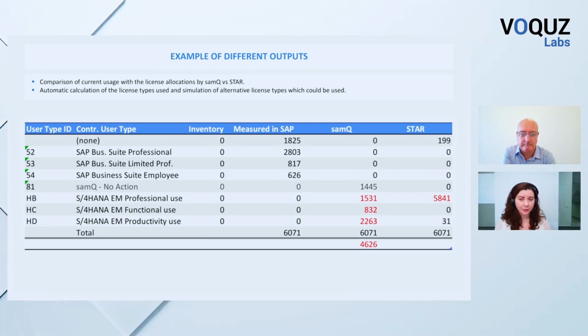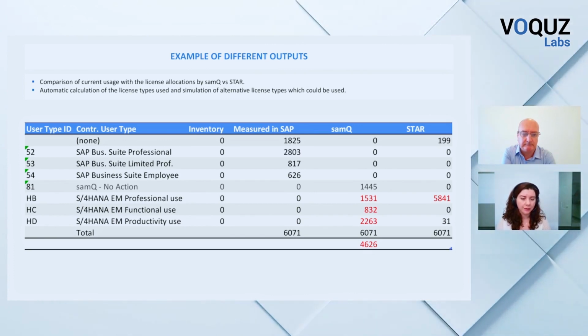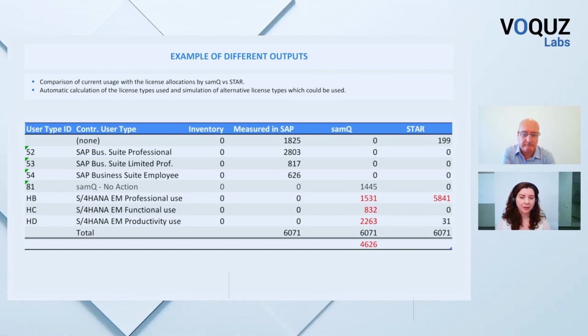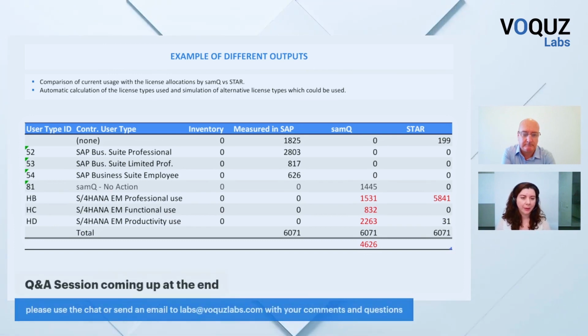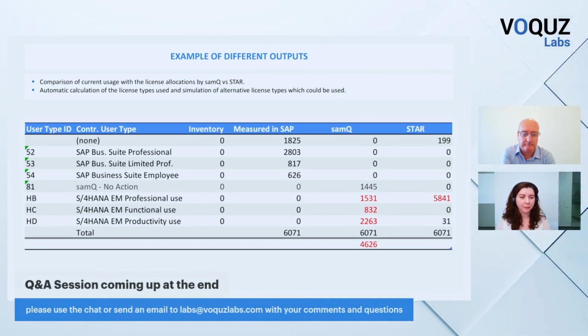But of course, since these users do have authorizations, the SAP STAR tool would recommend a specific license type for them based on their authorizations. We did highlight some numbers in red. Those would be the ones that we would recommend to license. Of course, the 1,500 professionals, the additional productivity and functional users, compared to the users licensing based on STAR's result, based on authorizations, with 5,800 professionals.